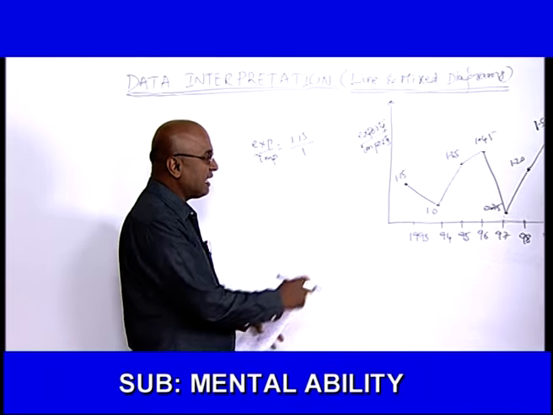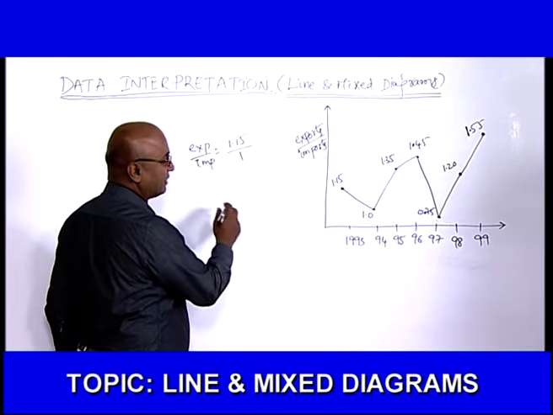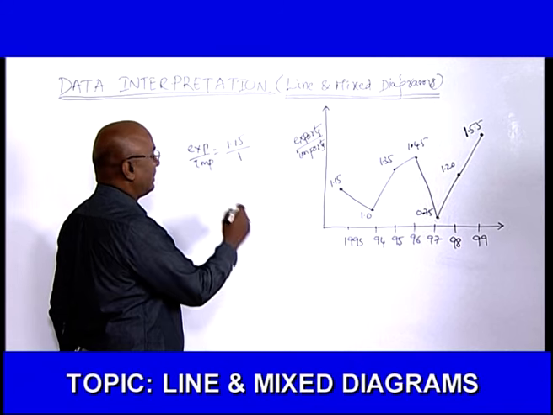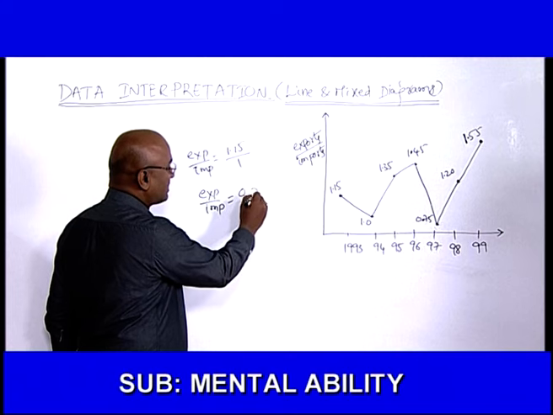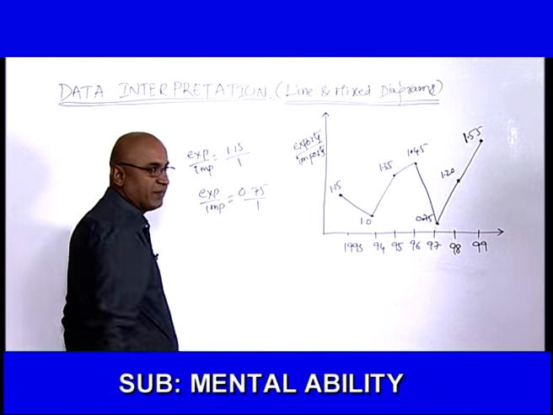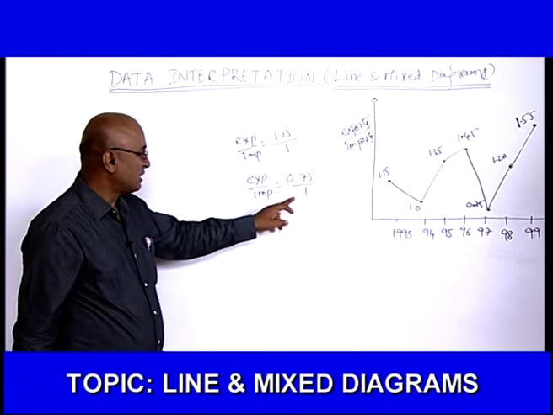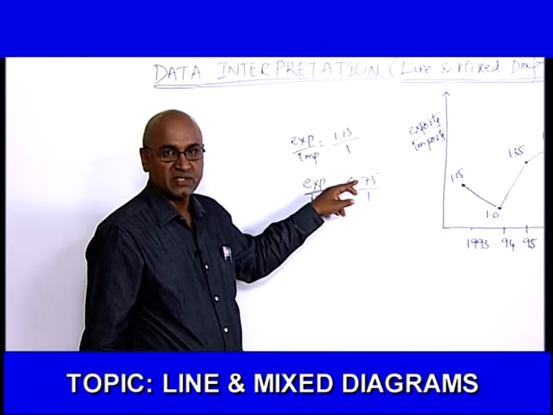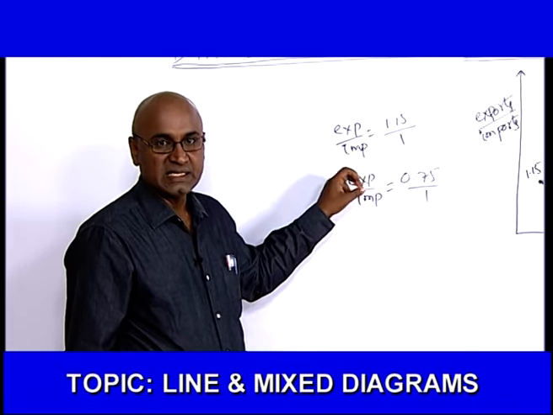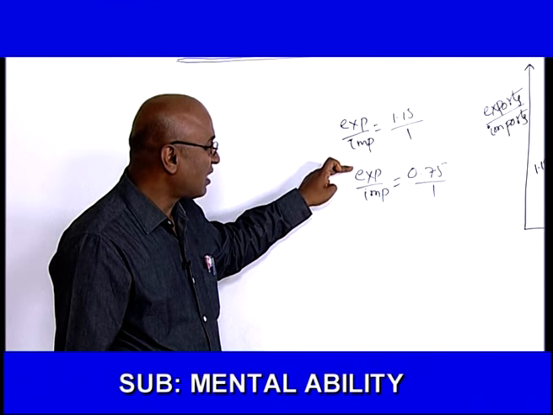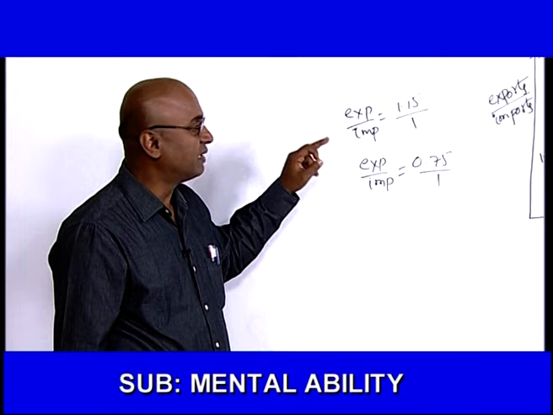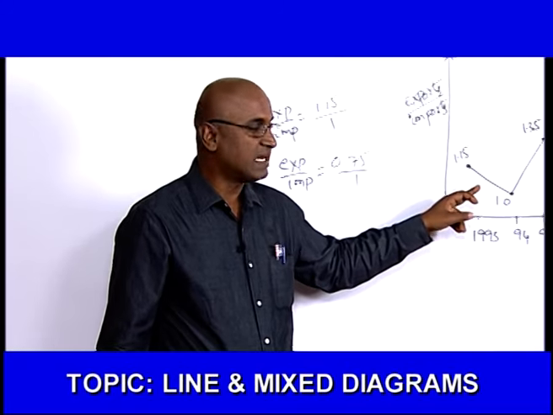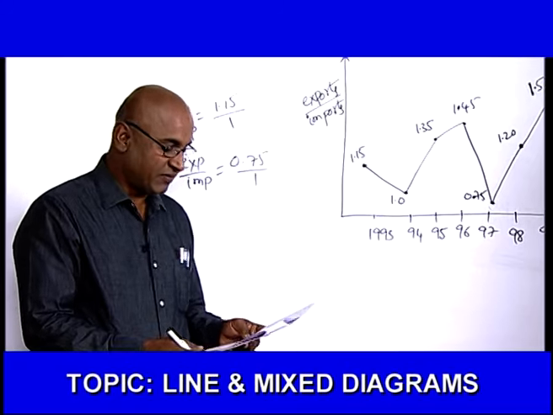Similarly, if it is less than 1, suppose 0.75 in the year 1997, we can say that exports by imports is equal to 0.75, means 0.75 by 1. Suppose imports are 1 part, then the exports is 0.75 parts. So we can say that in that year, exports are less and the imports is more. Correct? So it is the logic which has to be understood. Now, we will see the first question.